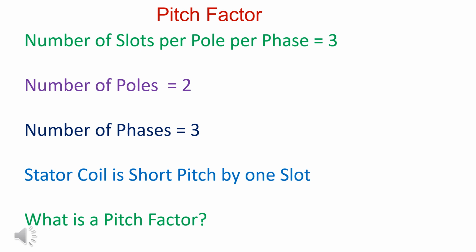Number of slots per pole per phase is equal to 3. Number of poles is equal to 2. Number of phases is equal to 3. Stator coil is short pitched by 1 slot. What is the pitch factor?